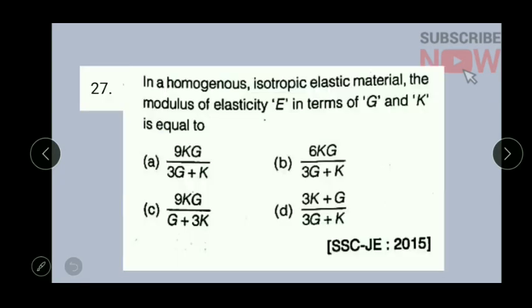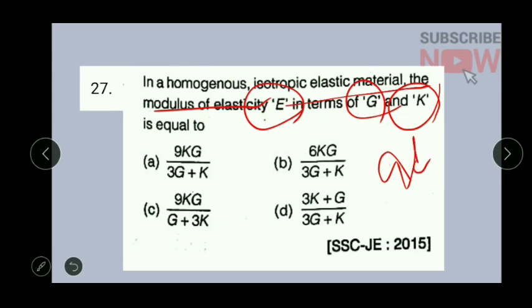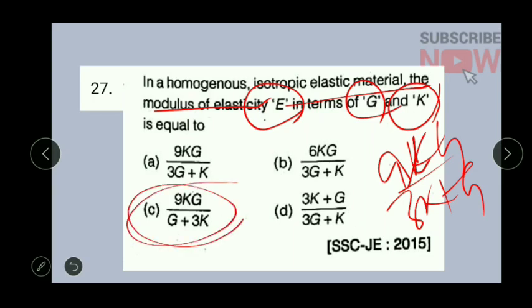Moving towards next question, in a homogeneous isotropic elastic material, the modulus of elasticity E, G and K, so already we have discussed about it, that is equal to 9KG by 3K plus G. So here we can see option C is the correct answer.